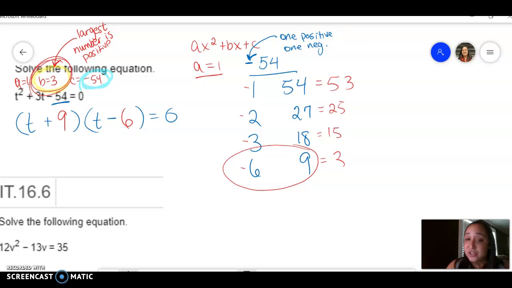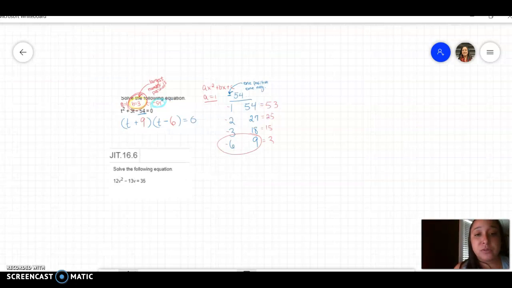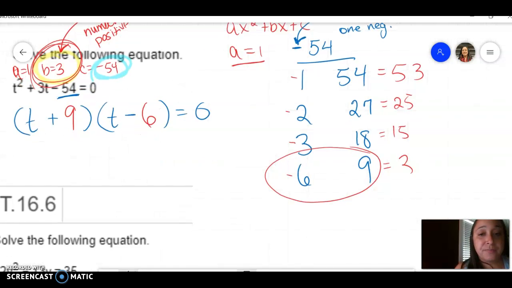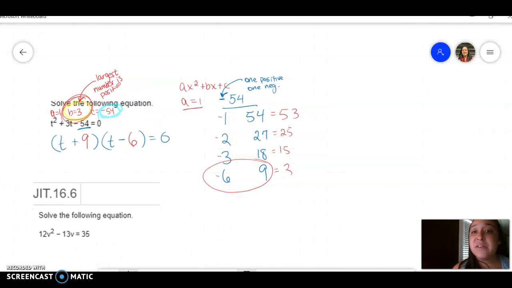But my factors, the way you would finish this, guys, is that you would take each one of these. Let's zoom in some more. You would take each one of these factors. In this case, you have t plus 9. You're going to set that equal to 0. And then you're going to take the t minus 6, and you're going to set that equal to 0. And you want to isolate each one of those variables. You want to solve for t.